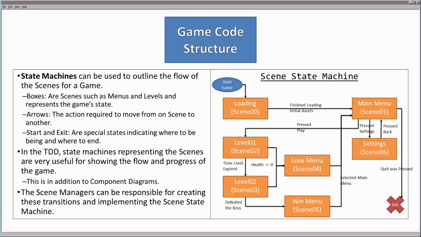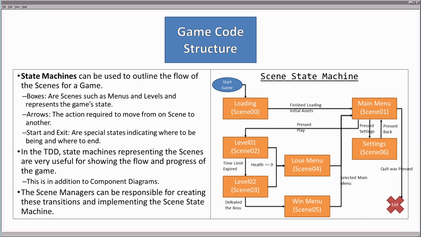Finally, scenes can be organized into a state machine. State machines can be used to outline the flow of scenes for a game. Boxes are the scenes, such as menus and levels, that represent a game's state. Arrows represent the action required to move from one scene to another. Start and exit are special states indicating where we start and where we exit. In the technical design document, state machines representing the scenes are very useful for showing the flow and progression of a game. Arguably, this can also be very good to have in a game design document as well.